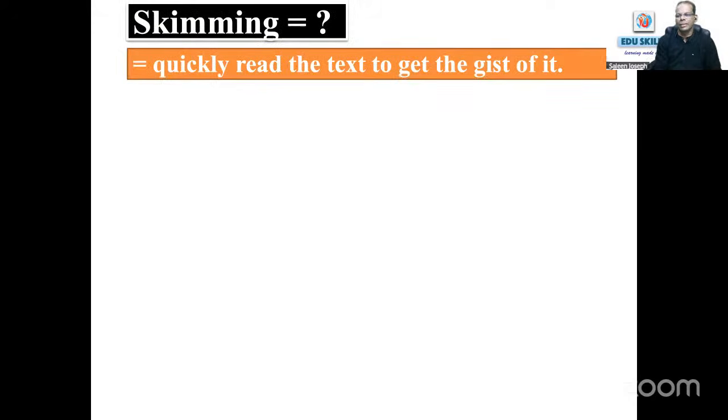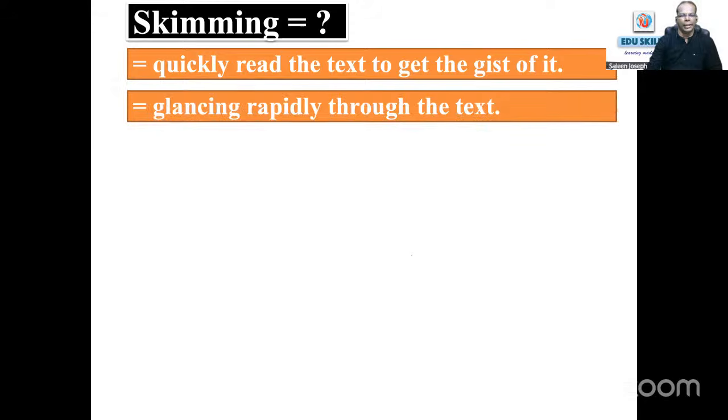So what is skimming? This is the most important skill that you require in your reading, mostly, and then secondly in listening as well. So what is skimming? Skimming is quickly reading the text to get the gist of it. Quickly means fast, or with great speed. You won't go word by word, you read with speed. So glancing rapidly through the text means your eyes will be passing through the text very fast. For example, one paragraph may take 2 seconds.